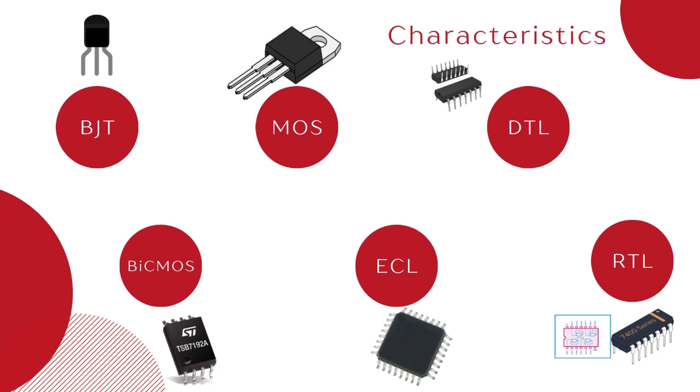ECL, emitter-coupled logic. Emitter-coupled logic is a technology known for its extremely high-speed operation. It achieves this by avoiding the saturation of transistors, allowing for very fast switching. However, this speed comes at the cost of high power consumption. ECL circuits are power hungry because a constant current flows through the circuits regardless of switching activity.